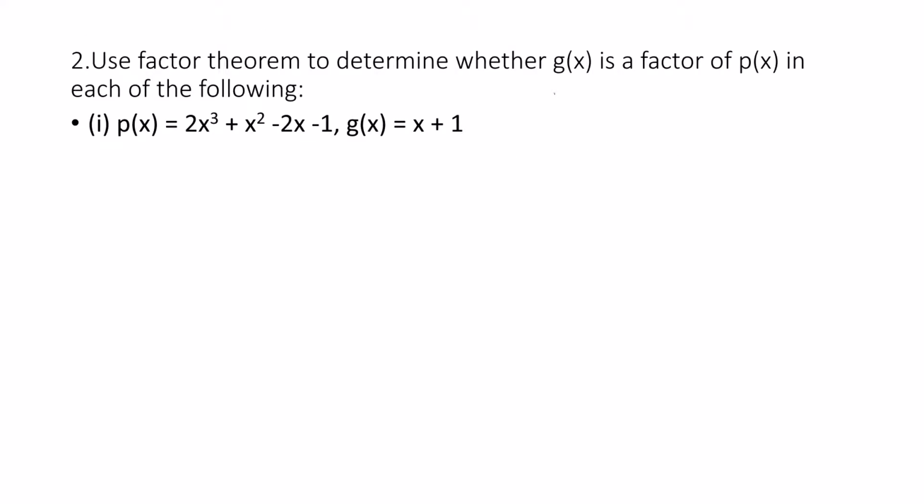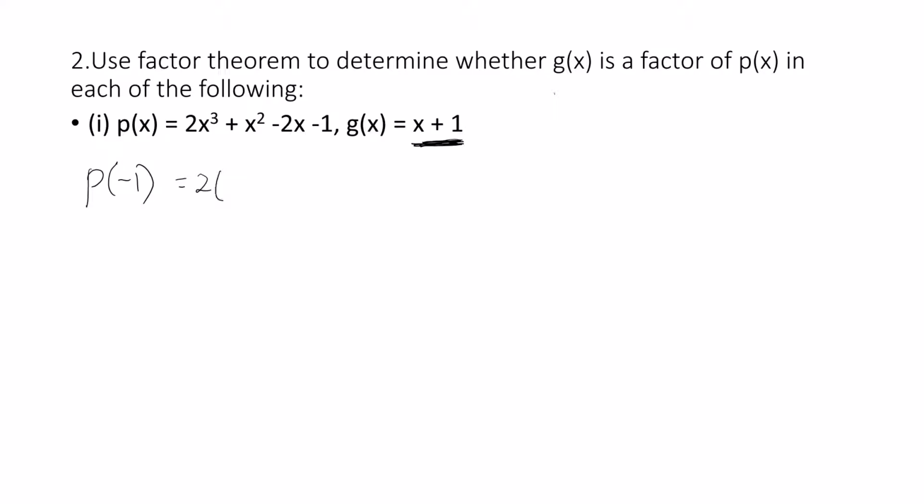Look at this question. This is also to determine whether g of x is a factor of p of x in the following question. So p of x is given, g of x is given, and we are going to find out whether g of x is a factor. So g of x is x plus 1, and we know what is the 0 of this polynomial. It is minus 1. So p of x is already given, so we have to find out p of minus 1. This is same like what we did before.